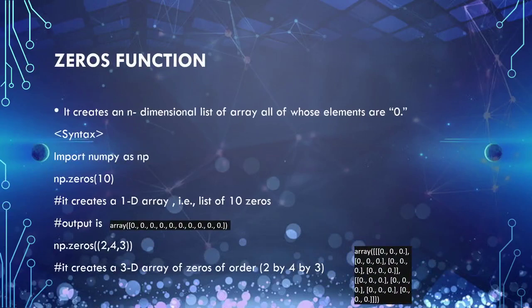So there is also a zeros function. It creates an n-dimensional array, all of whose elements are 0. We can write np.zeros(10). It will create a 1D array of 10 zeros. The output is shown. And it can also create 3D arrays of order 2 cross 4 cross 3 as shown here. And to get the dimension of an array, you can just write np.shape, and inside you mention the name of the array whose dimension you want to know. So there is also a shape function in NumPy.